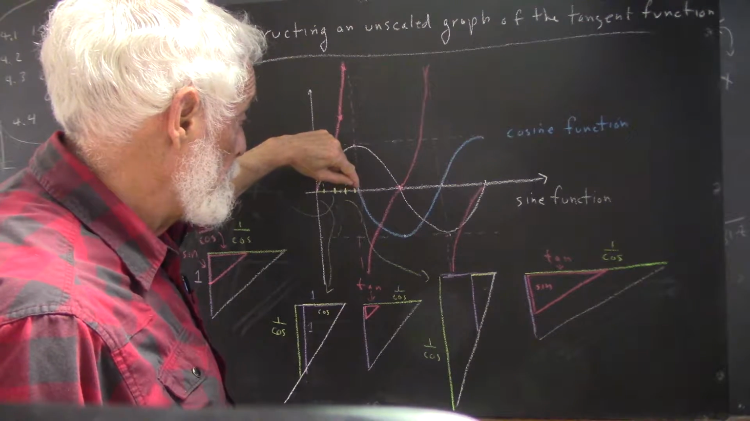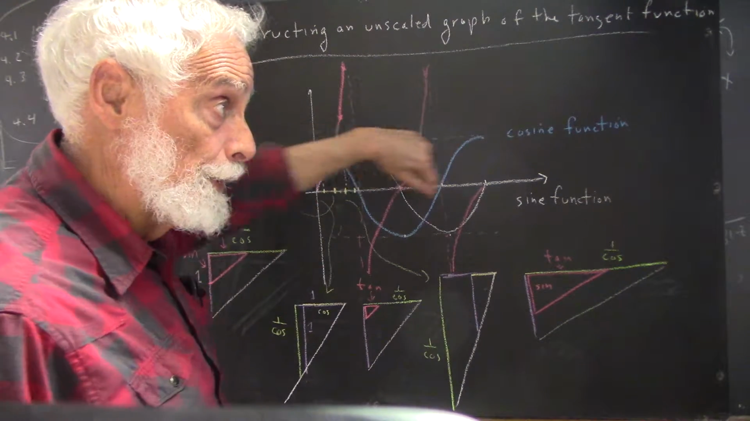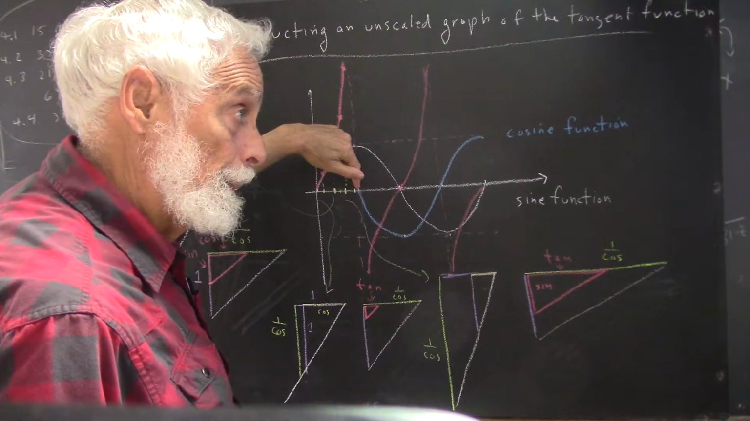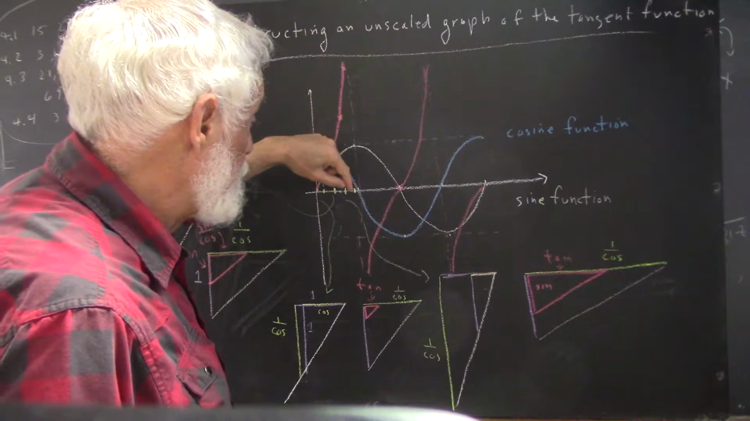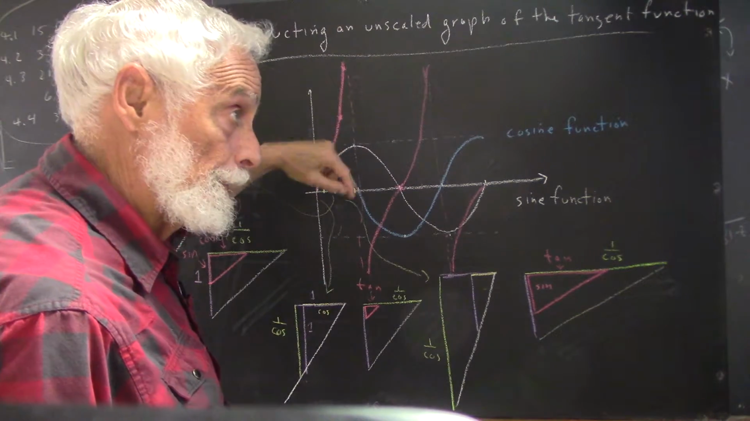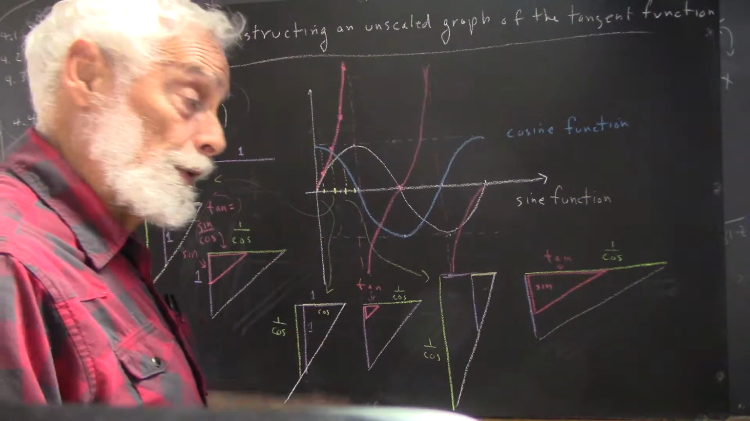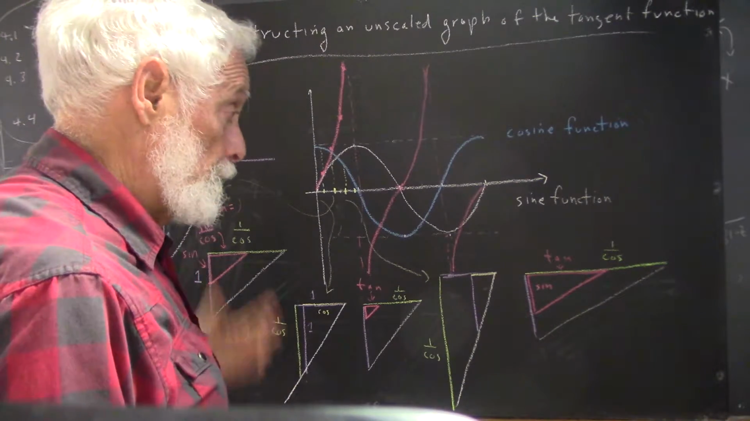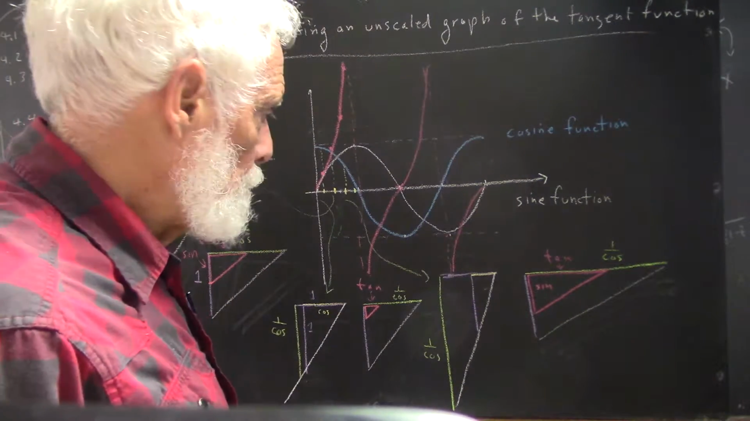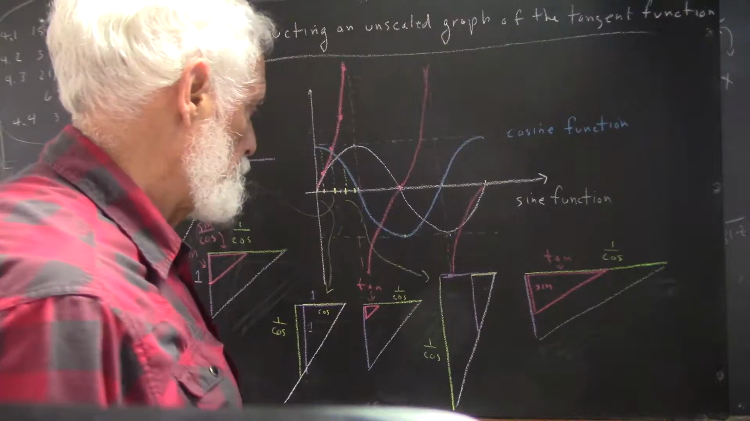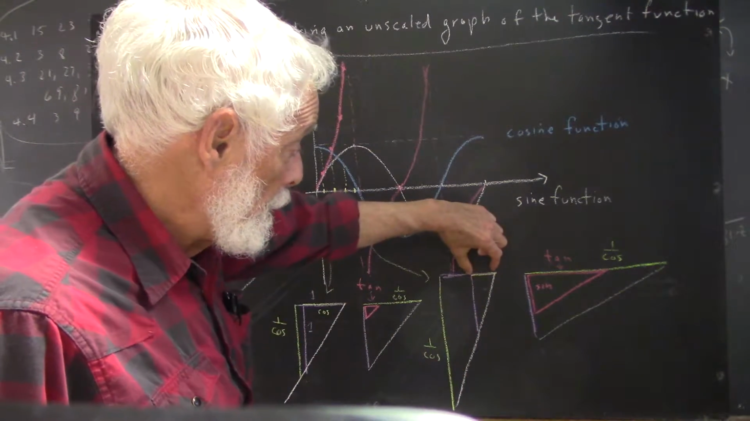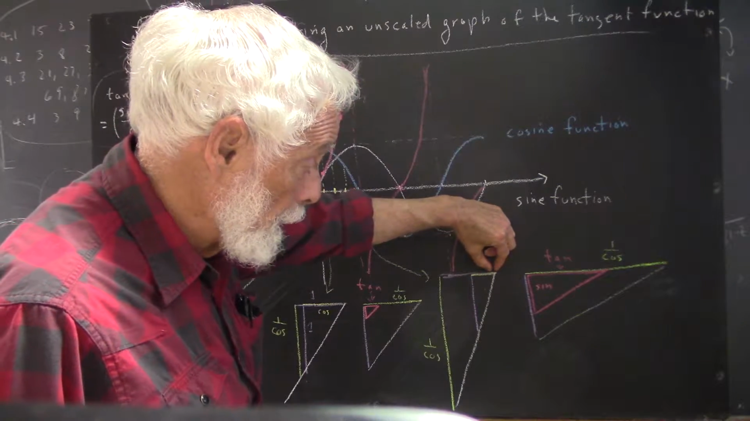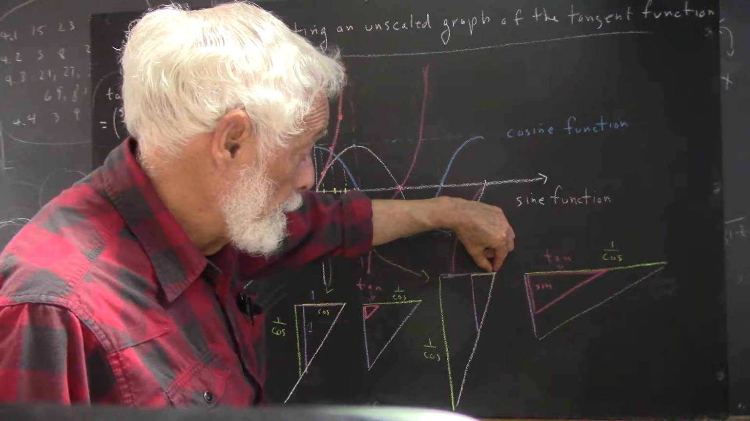As we approach this point on the horizontal axis, the value of the cosine will approach 0. That means the cosine is going to get smaller and smaller and smaller. There's no limit to how small the cosine is going to get. So when we first construct this triangle, this side here is going to shrink down towards 0.